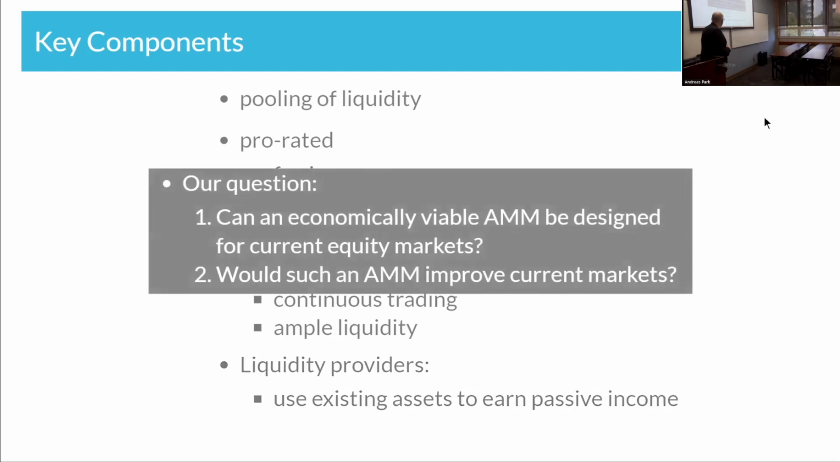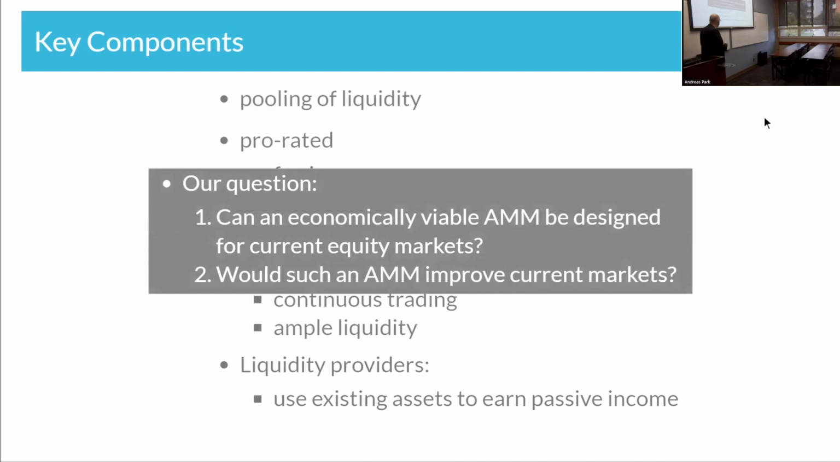So the question that we have is, can you build an economically viable AMM for current equity markets? Is that actually even possible? And that's not an obvious question, because markets are actually, in some assets, very cheap. And it's not clear that an AMM, given how they're structured, could actually compete.